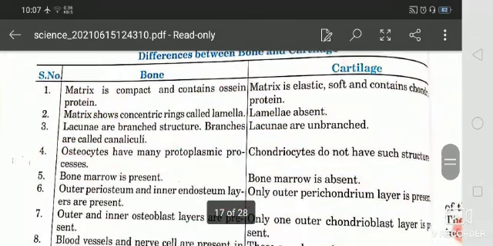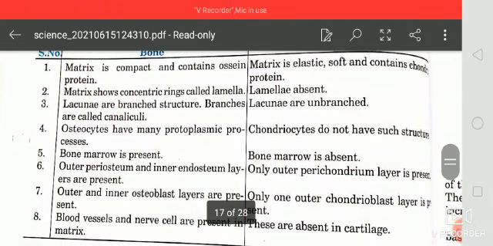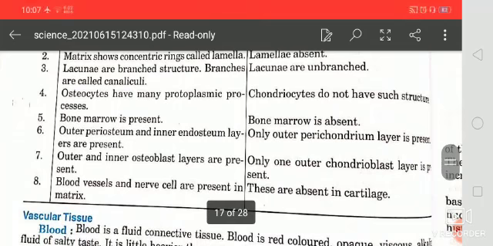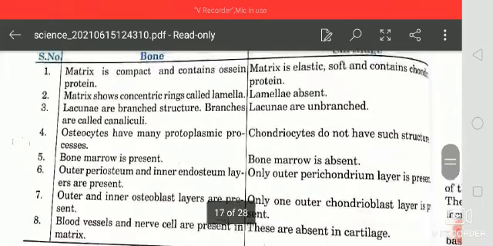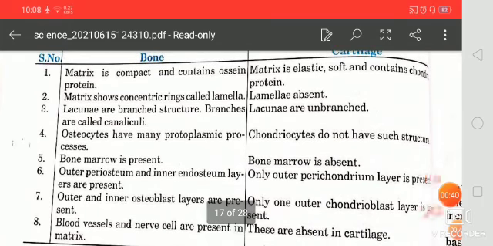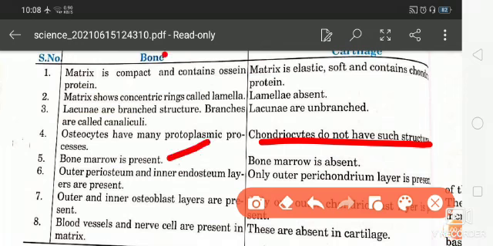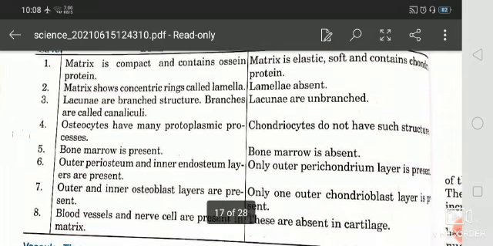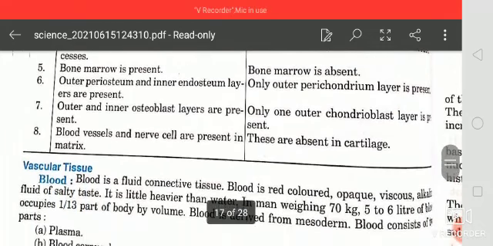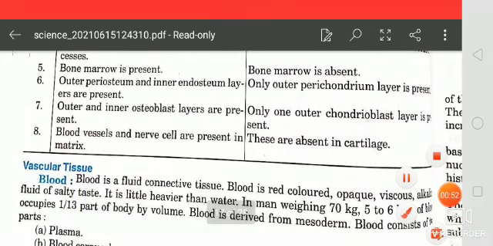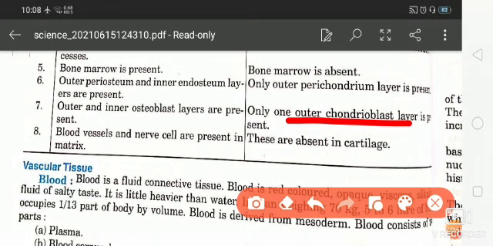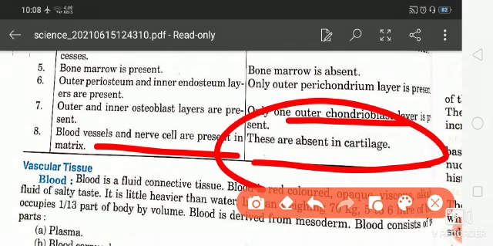Next one is lamellae, which are absent in cartilage but present in bones, and osteocytes have many protoplasmic processes, while chondrocytes don't have such structures. Next, bone marrow is present in bone but absent in cartilage. Outer and inner osteoblast layers are present, but in cartilage only one outer chondroblast layer is present. Blood vessels and nerve cells are present in the matrix of the bone, but these are absent in cartilage.